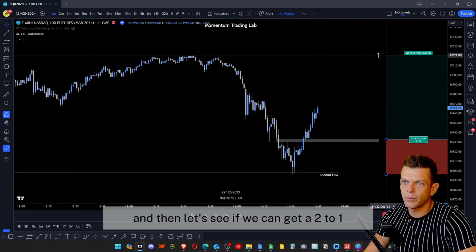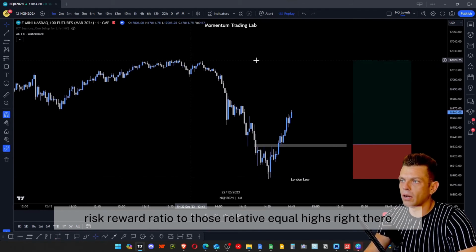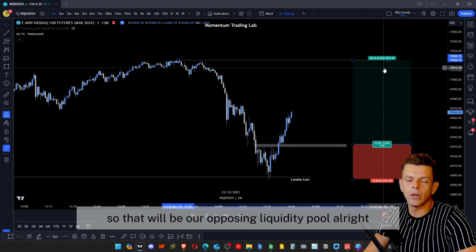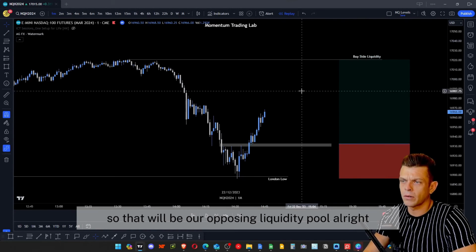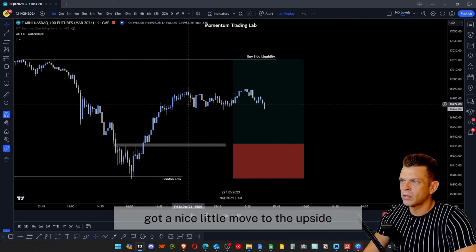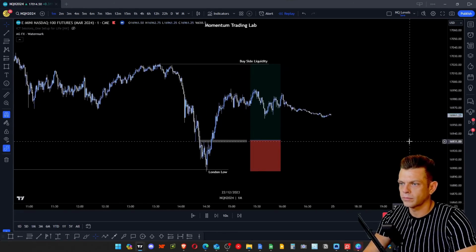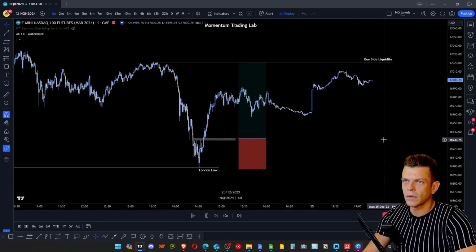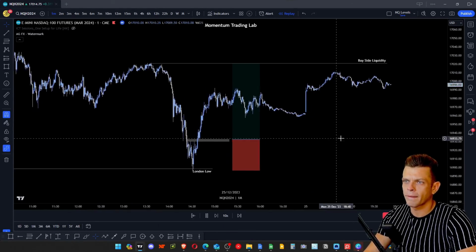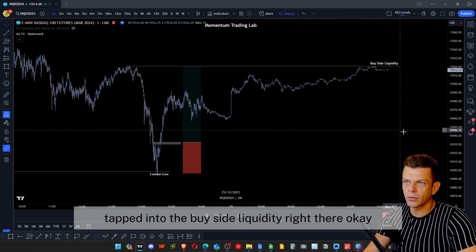And then let's see if we can get a 2-to-1 risk to reward ratio to those relative equal highs right there. So that will be our opposing liquidity pool. All right, let's see how this plays out. Got a nice little move to the upside, bit of consolidation. Getting close to the target now. And right there, tapped into the buy side liquidity right there.